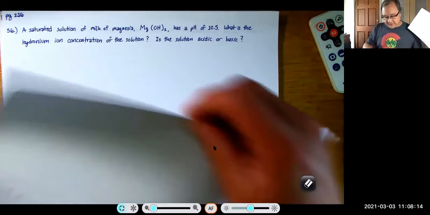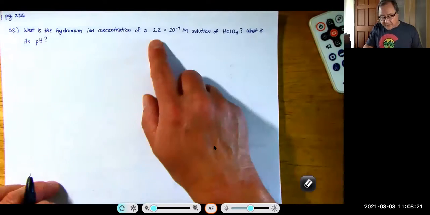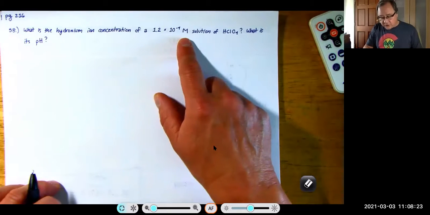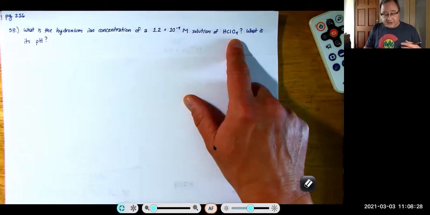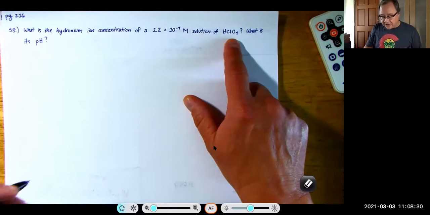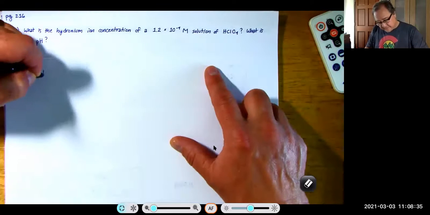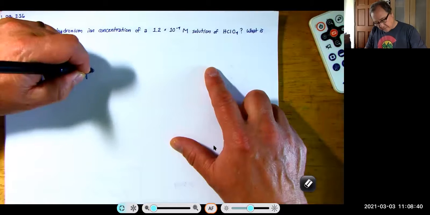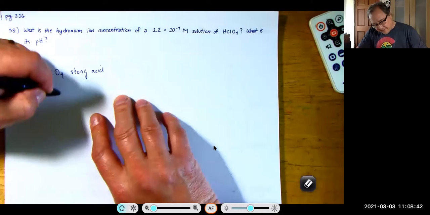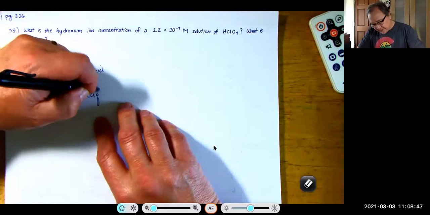Okay, let's take a look at another one. What is the hydronium ion concentration of a 1.2 times 10 minus 4 molar solution of HClO4? This is actually perchloric acid. It's a strong acid. So that means that the perchloric acid does this.